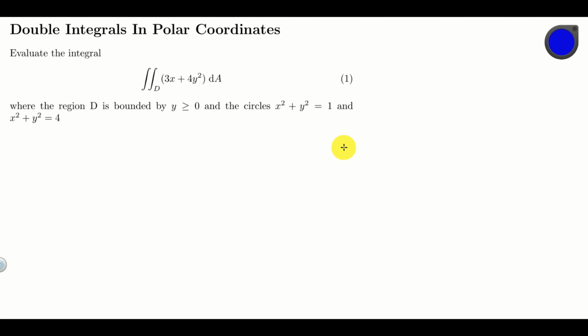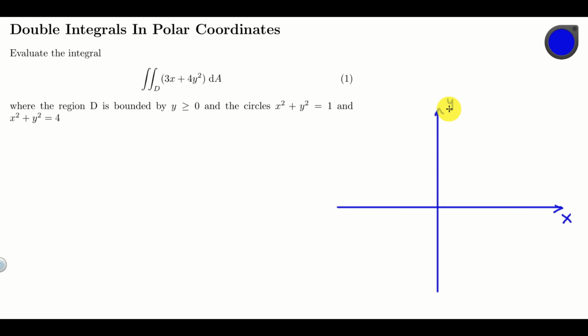The first step when solving the problems of this type is to sketch the integration region. So let's do that. Over here, let's first sketch the horizontal and vertical axes. Here is my vertical axis, and here is my horizontal axis. This is x, and this is y. Let's analyze the integration region D. This region is bounded by y greater than or equal to 0, and this means that our region is actually located in the upper half of the plane. That is, it's located over here.